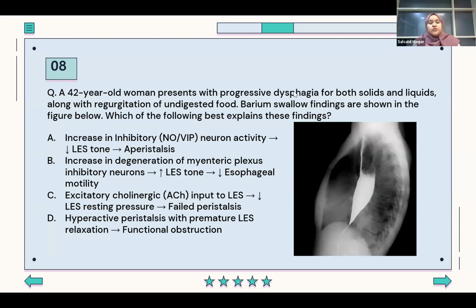All right, next question. A 42-year-old woman presents with progressive dysphagia for both solids and liquids, along with regurgitation. Barium swallow findings are shown in the figure below. Which of the following explains these findings?